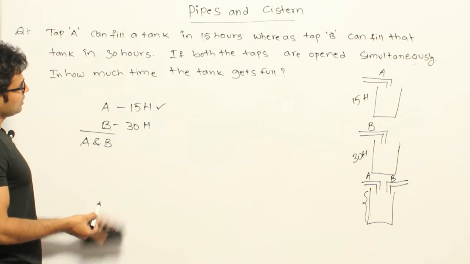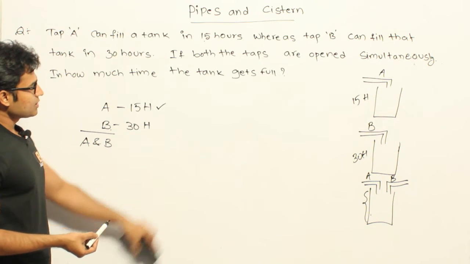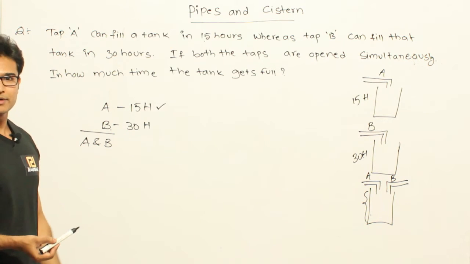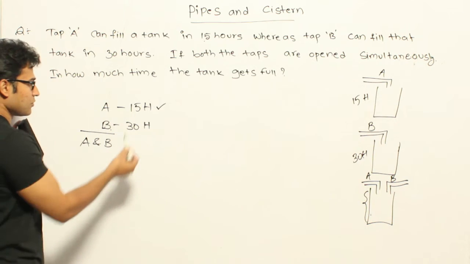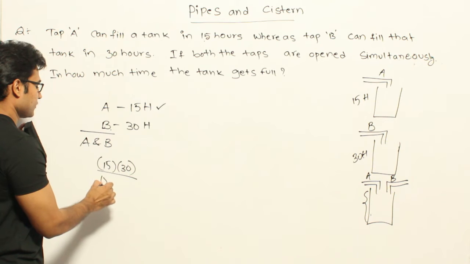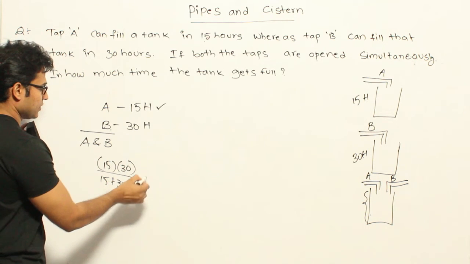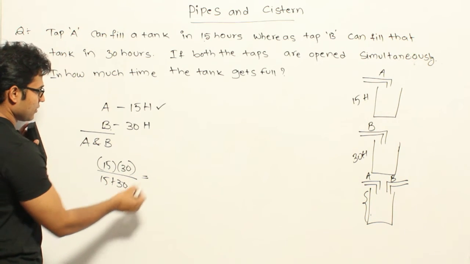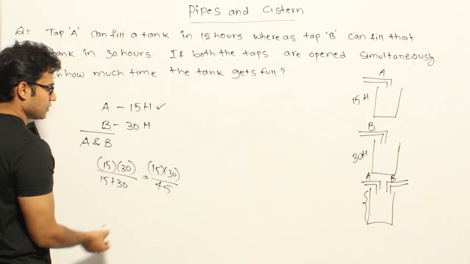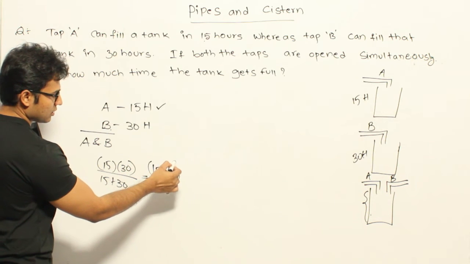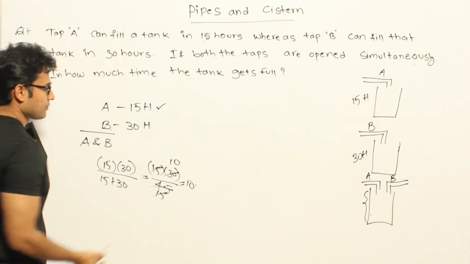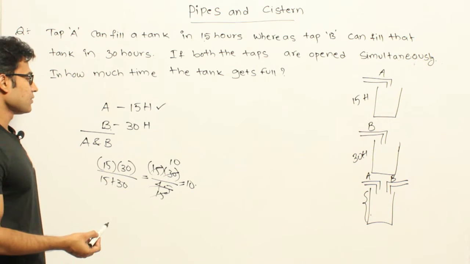So how to solve it? One way is you can apply the same methods which we have applied there, which means product by sum will work here. The total time required for both of them to fill it is 15 into 30 by 15 plus 30. So you are going to get 15 into 30 divided by 45. So 3 tens, 3 15s, so 10 is the answer. Okay, 10 hours is the answer.